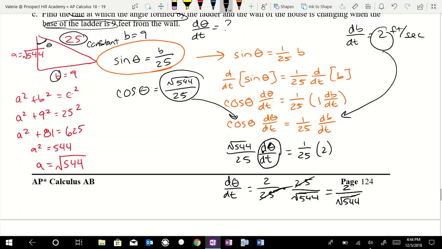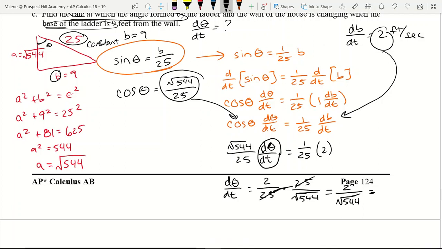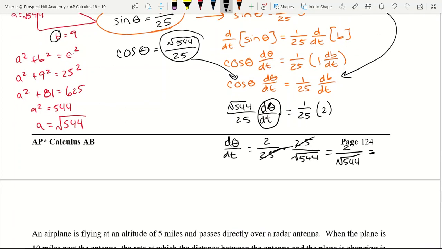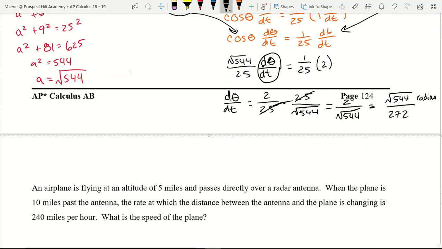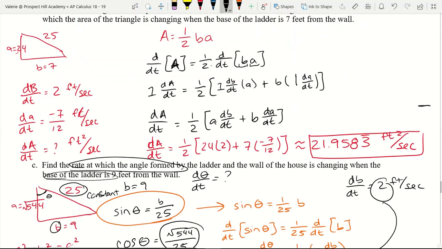which can simplify to the square root of 544 over 272. And our units are radians per second.